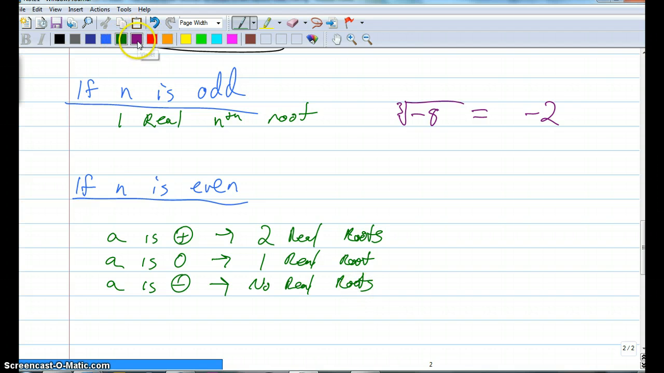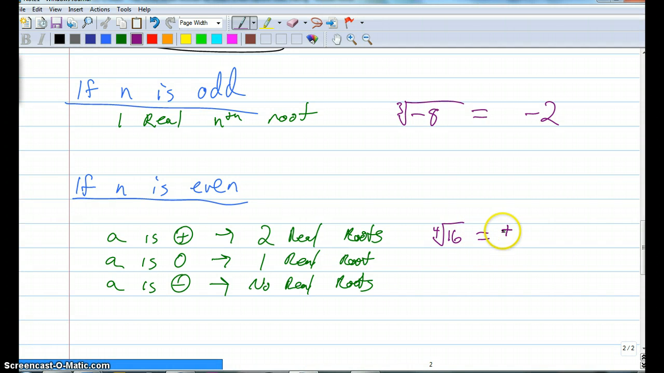Check it, let's do an example here. What if we had the 4th root of 16? What number times itself 4 times is 16? Well, 2 times 2 is 4, times 2 is 8, times 2 is 16. 2 does work, but what about negative 2? What's negative 2 times negative 2? Positive 4 times negative 2 is negative 8, times negative 2 is positive 16.